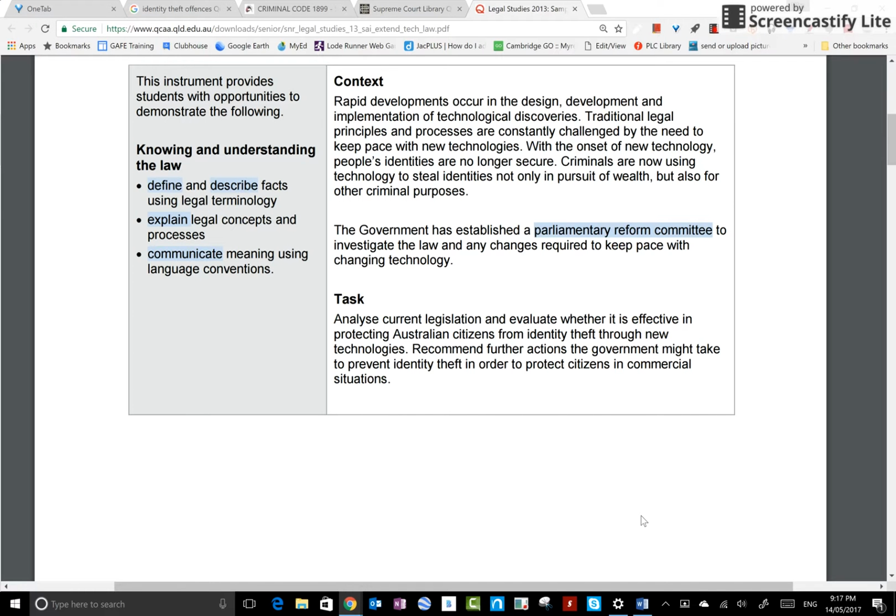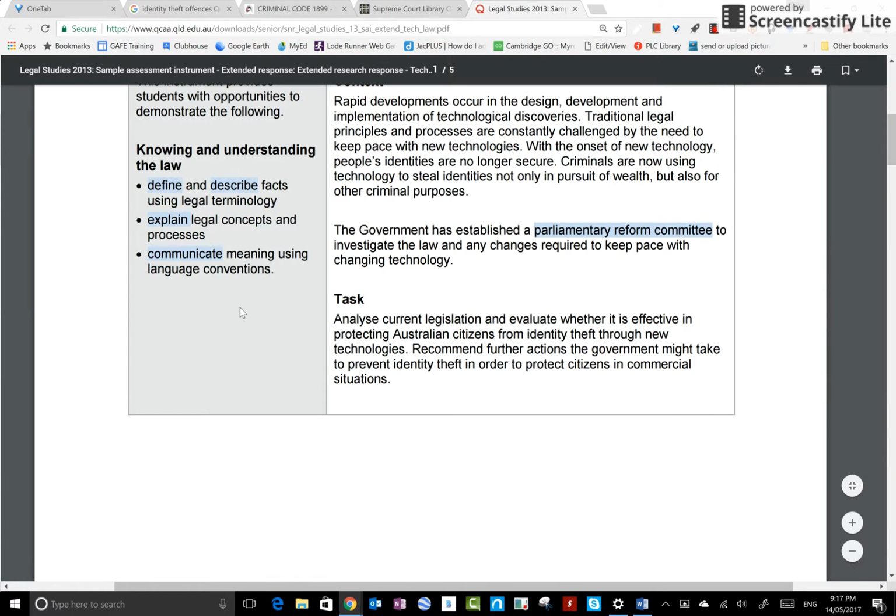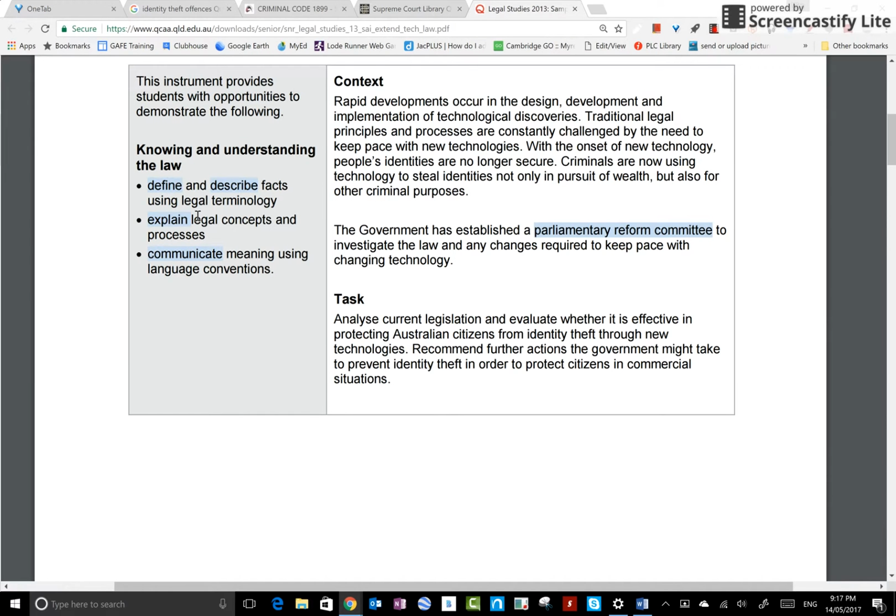One of the things I want to draw your attention to is the three criteria and what parts actually relate to it. So what we've got here is knowing and understanding the law: define and describe the facts using the legal terminology, explain the legal concepts and processes, and communicate meaning using the language conventions. When I have a look at this middle part here, explaining the legal concepts and processes.